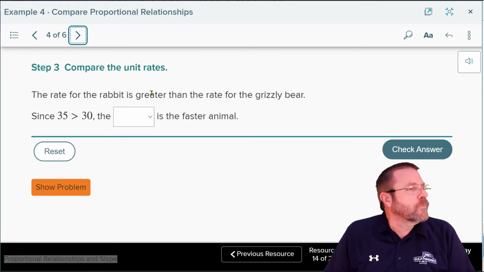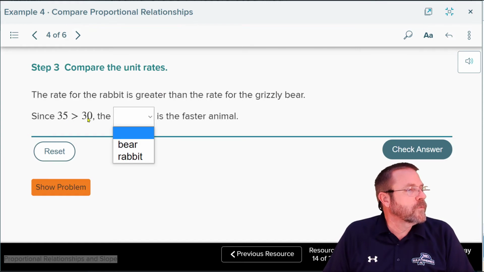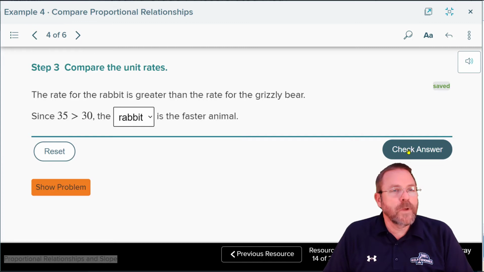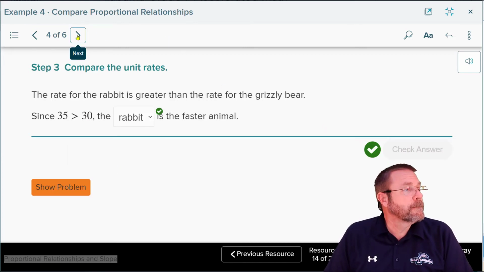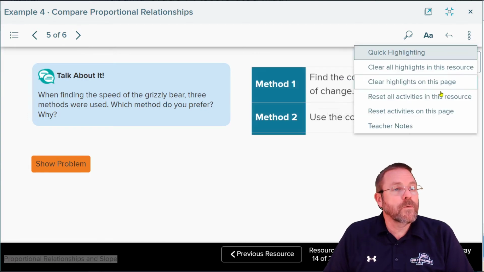The rate for the rabbit is greater than the rate for the grizzly bear, because 35 is greater than 30. So which is going to be faster? That rabbit, at least for a short distance, is going to outrun that bear. And, yep, that pretty well solves that problem.